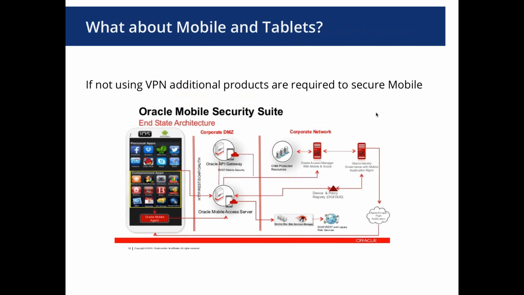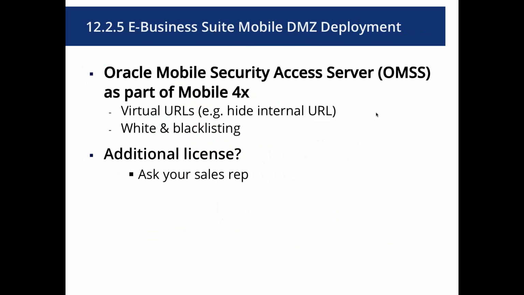Specifically, what do you need to worry about for mobile and tablet technology? So I lifted this slide. It's a little blurry in places, but it's an Oracle slide, and I want to make the point that if you're not using VPN, what Oracle is saying here in the corporate DMZ is that the API gateway should be used, as well as the Oracle Mobile Access Server, which is providing some very specific functionality with regard to the Oracle Mobile Security services. It's part of Oracle Mobile version 4X. It is doing some additional whitelisting and blacklisting, as well as some virtual URLs to help manage the functionality of the Oracle mobile applications.